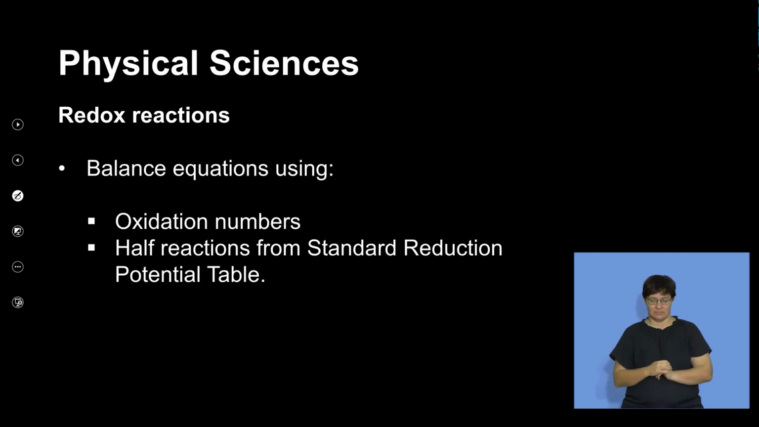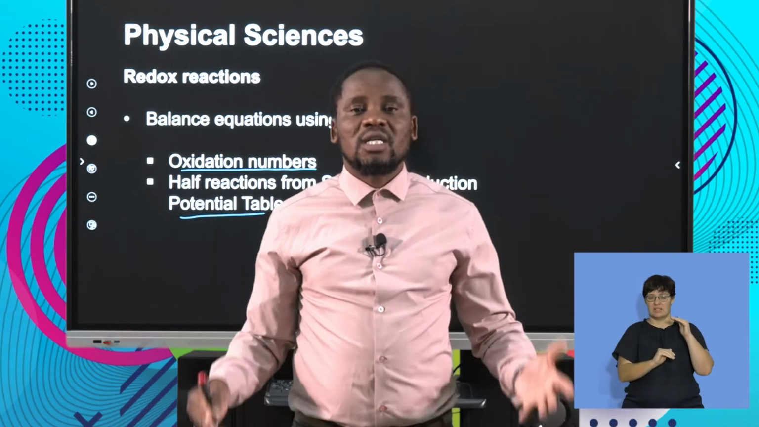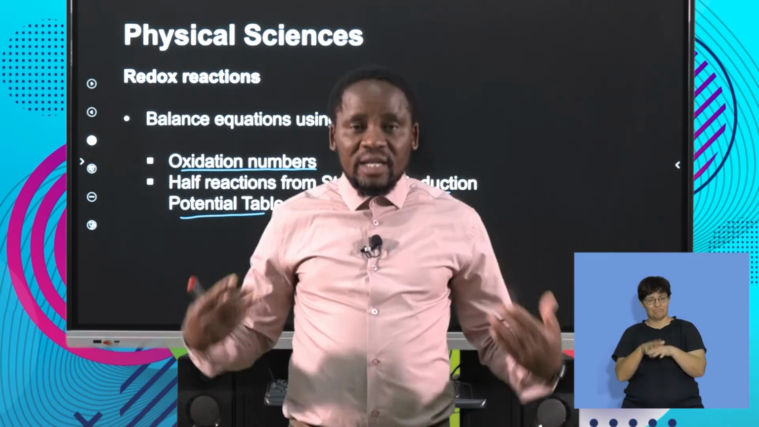Now, when it comes to balancing, what are some of the important points to remember? First of all, we must keep track of the oxidation numbers by applying the rules of assigning oxidation numbers to substances in a reaction. Also, half reactions can be taken from the standard reduction potential tables. But remember, when we talk about the standard reduction potential tables, all these reactions are written in the form of gain of electrons.